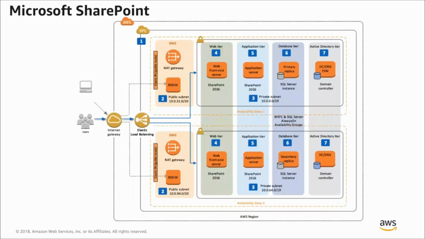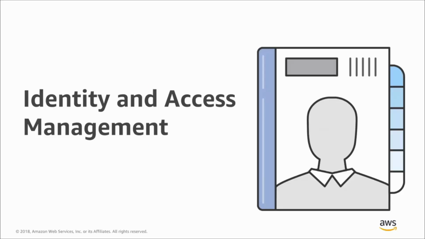Here's one more Quick Start. This one is SharePoint. And SharePoint can be a very complicated installation. It has many components, and you can see here that everything is split up. Again, using that best practice of building across multiple availability zones. We have our web tier, our application tier, our database tier, and our Active Directory tier spread across 2 AZs. And we're leveraging NAT gateway and the remote desktop gateway as well.